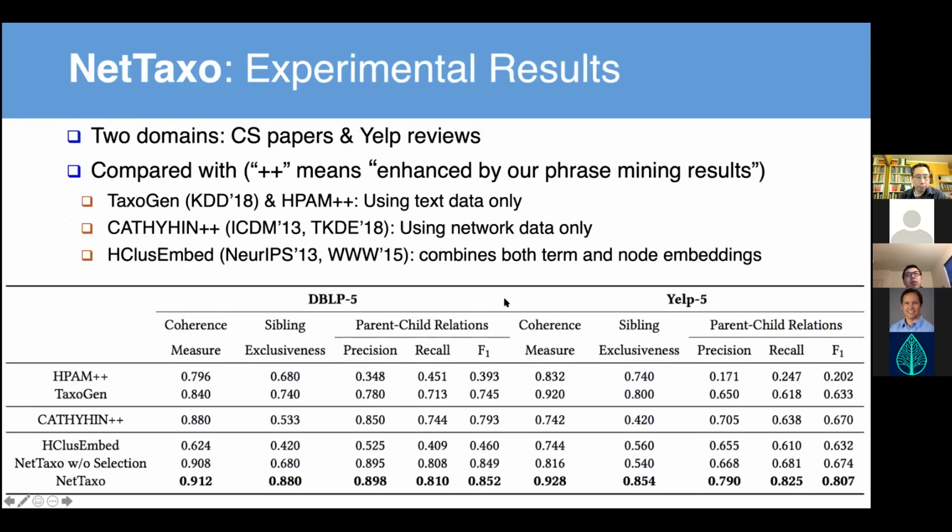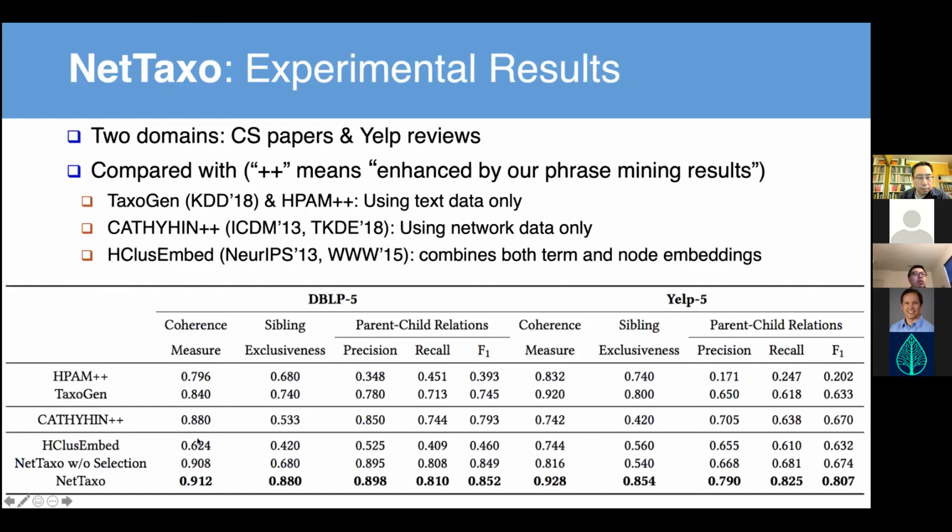So we have a comparison between different methods on 2 data sets. One is called DBLP5, another one is called Yelp5. It's called 5 because we have the same number of topics as 5. And you can see that HPHC++ and TaxoGen are mainly using text data. This KCLUSTER++ is using network data. And we also have a very naive combination of the term embedding and the node embedding from the network structure and the text data together. And you can tell that our NetTaxo performs the best for all the measurements.